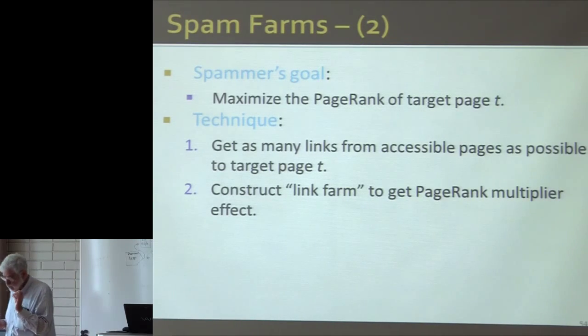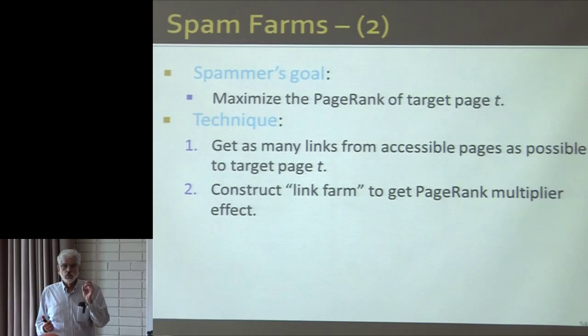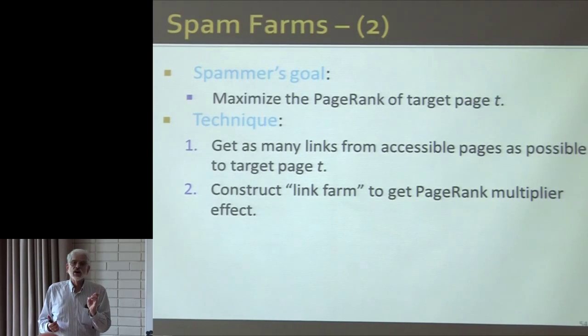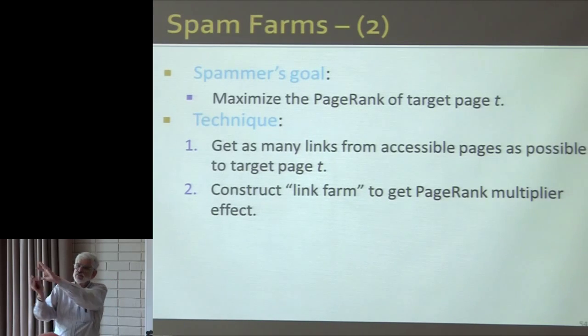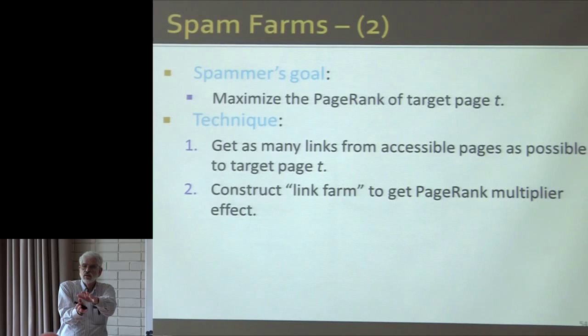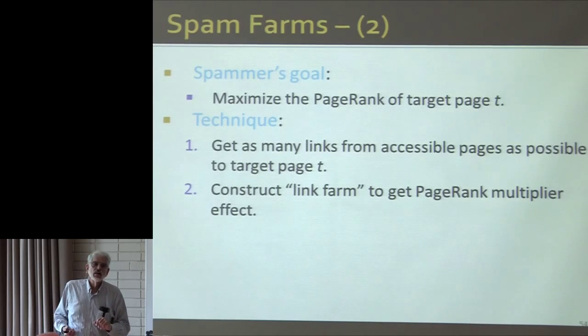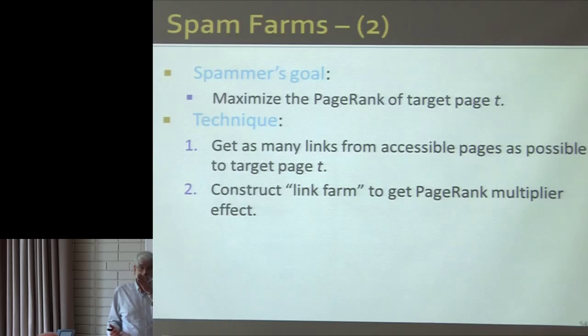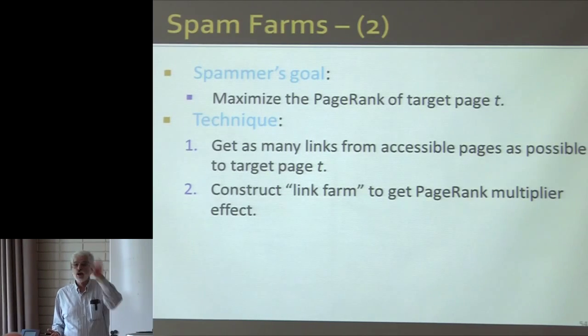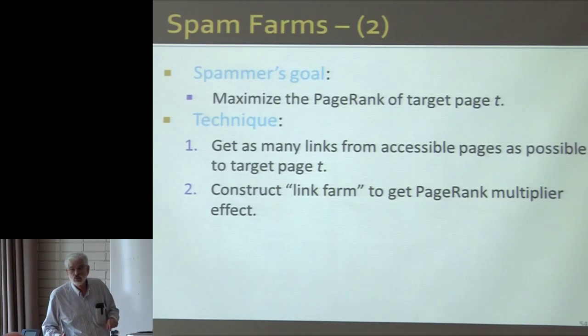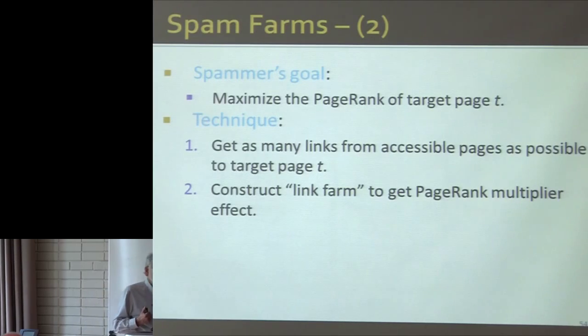And the spam farm actually does two things. First, it amplifies the page rank that T gets from the outside. That is, the accessible pages give T some page rank, and the spam farm recirculates it and accumulates the page rank. If you didn't have a taxation scheme, because it's a spider trap, eventually all page rank would go into this target page T.